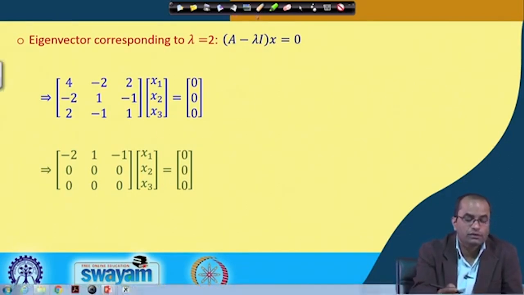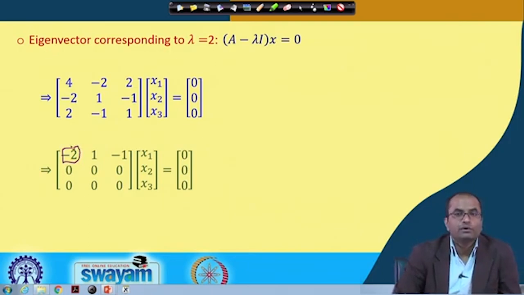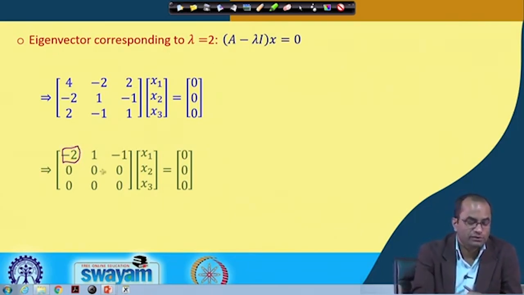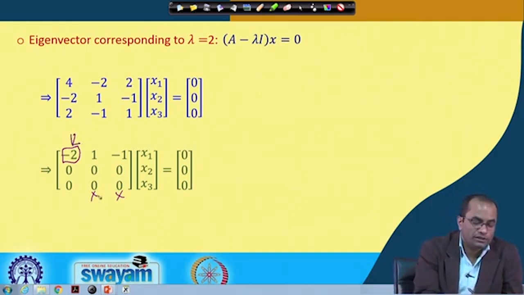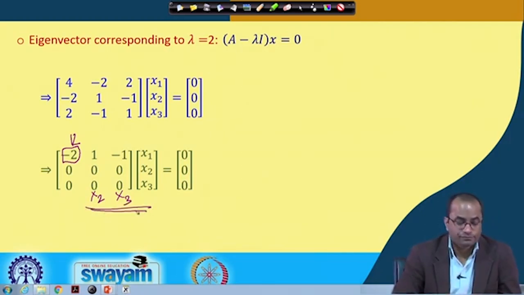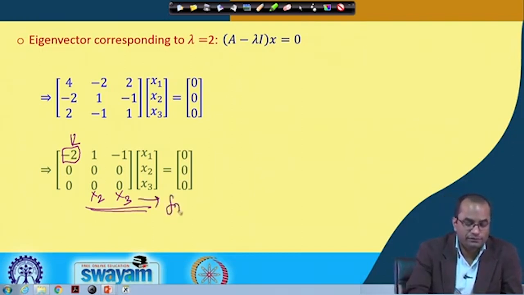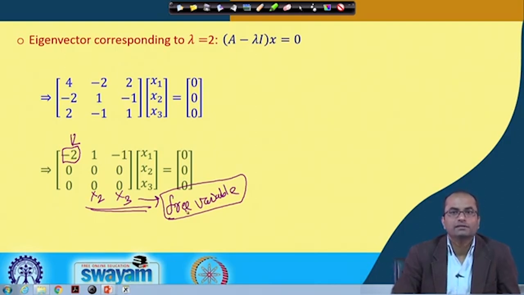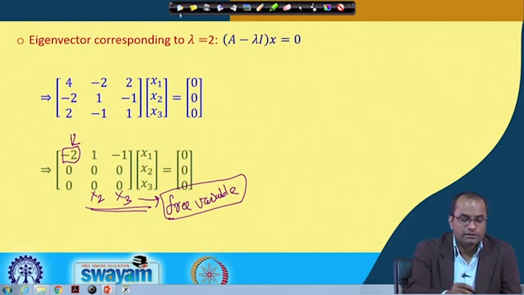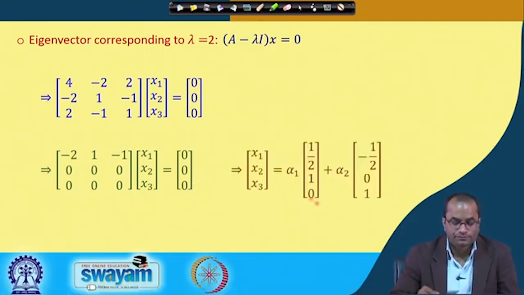Now we can identify how many linearly independent eigenvectors we are going to have in this particular case. Here this is the pivot element, which is minus 2, and column number 2 does not have a pivot, and neither does column 3. So, there is only one pivot, in column number 1. So, x2 and x3 will be free variables, so we can assign any value to them. That means we are going to have two linearly independent eigenvectors, because the number of free variables decides exactly how many linearly independent eigenvectors we will get. So, in this case we will get two linearly independent eigenvectors, and that is what we write.